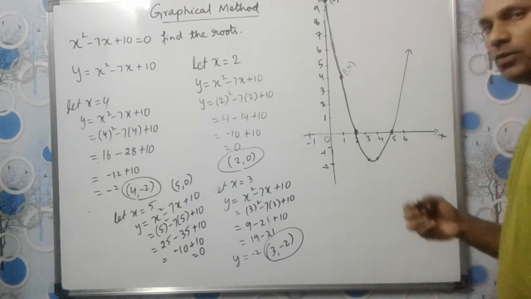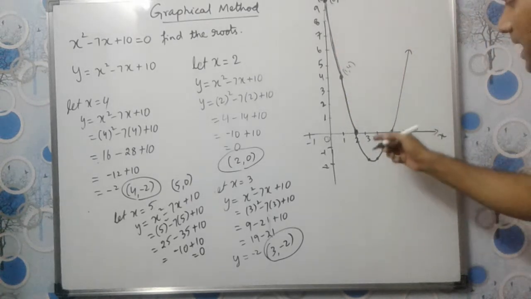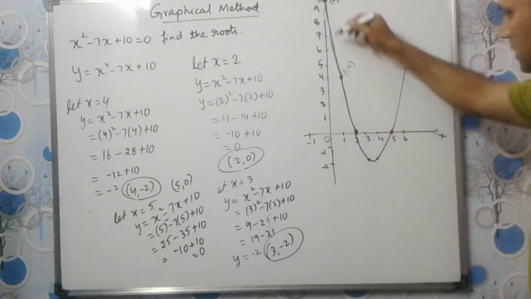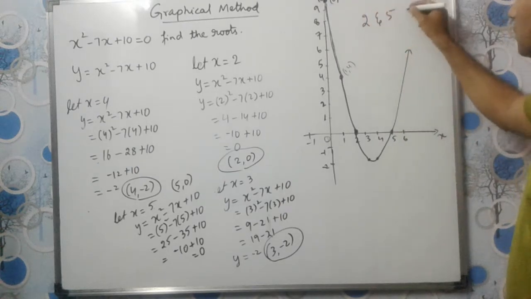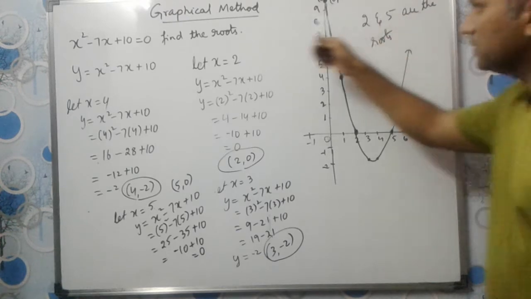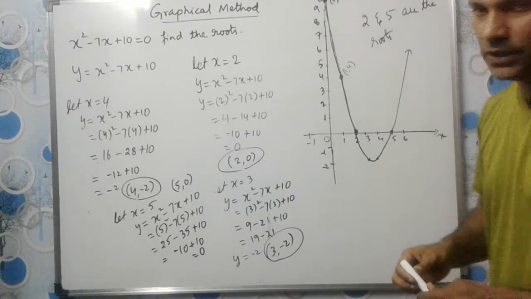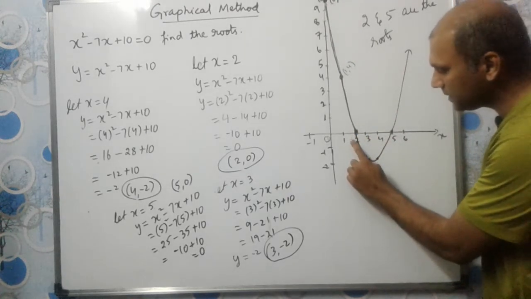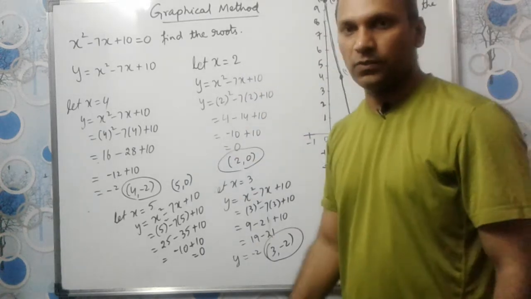Okay. Now wherever this curve or wherever this graph is touching x-axis, those are the roots. See, where is this touching x-axis? 2 and 5. So 2 and 5 are the roots of the given equation. Don't worry about where it is touching y-axis. We need to find out where it is touching x-axis. So it is touching x-axis at 2 and 5. So 2 and 5 are the roots of this equation.